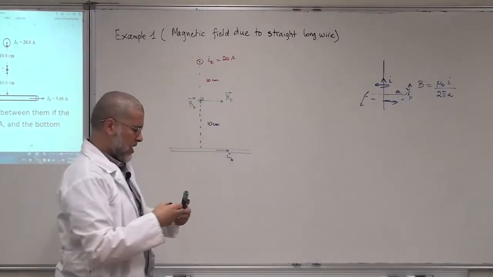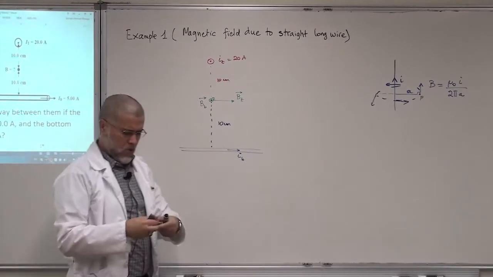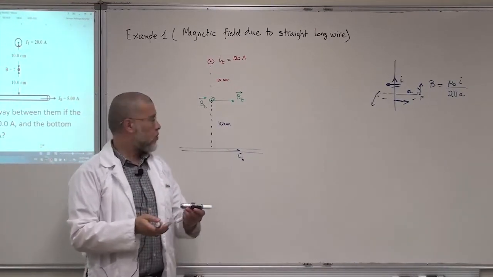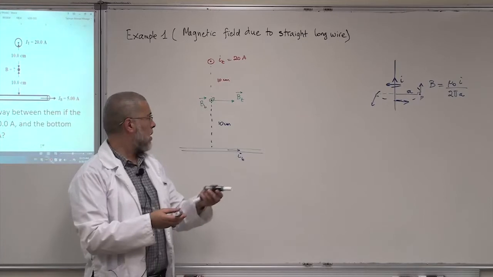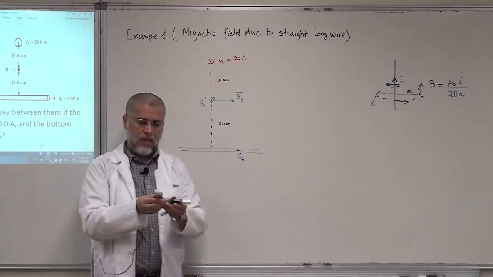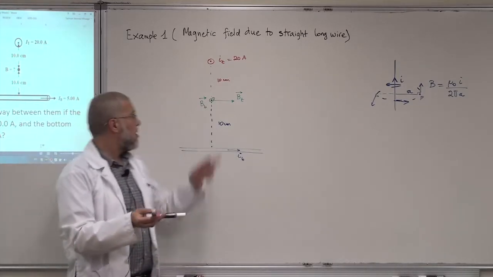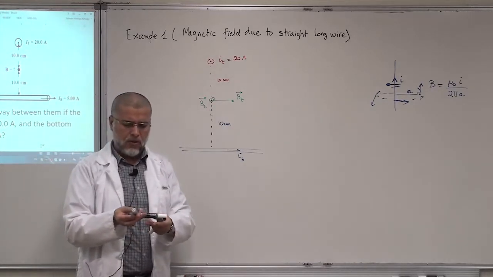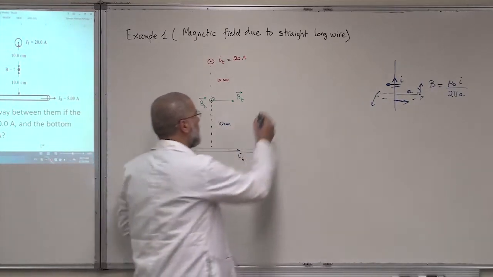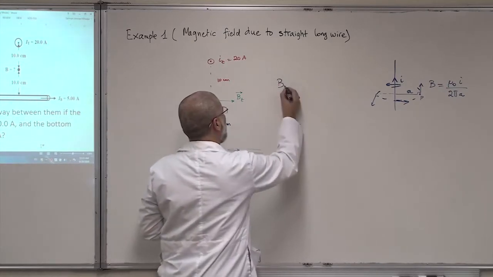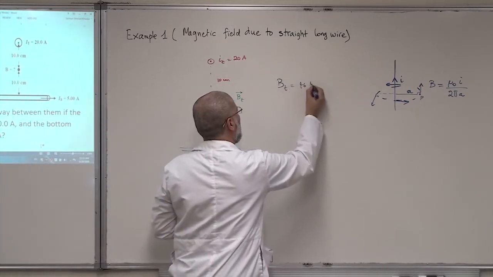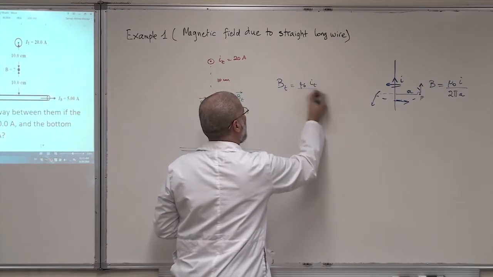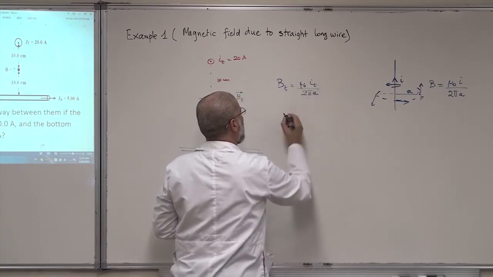Okay. So now I have two magnetic fields. One which is in this direction, and one coming out, and they are perpendicular. The two magnetic fields I'm talking about, they are perpendicular to each other. And so I'm going to first of all write B top. It will be mu 0 I top over 2 pi A.